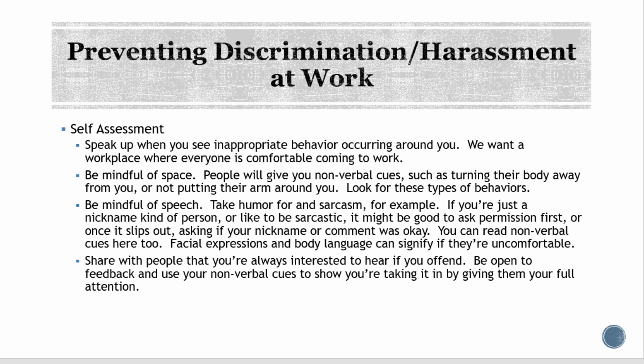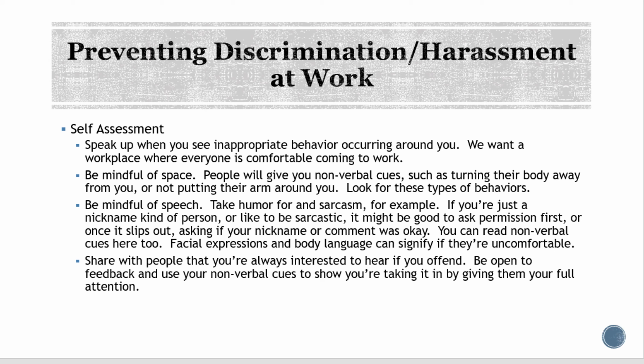Be mindful of speech. Take humor and sarcasm, for example. If you're just a nickname kind of person or like to be sarcastic, it might be okay to ask permission first, or once it slips out, ask if your nickname or comment was okay. You can read nonverbal cues here too. Facial expressions and body language can signify if they're uncomfortable.